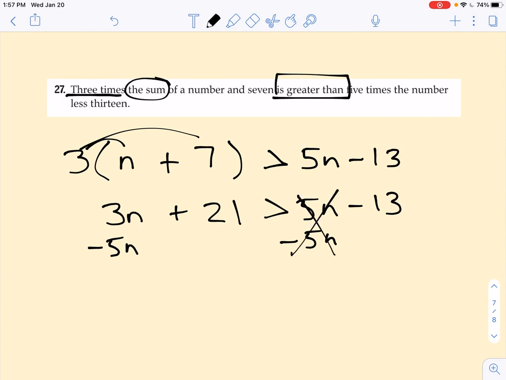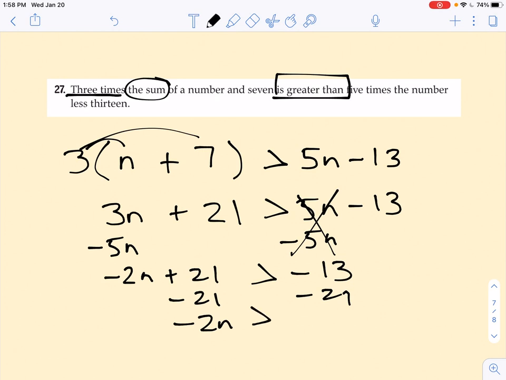So our 5n's go away over here. You have 3n minus 5n is negative 2n plus 21 is greater than or equal to negative 13. So let's subtract 21 from both sides. The reason we're doing that is because we want to get the term with the variable by itself, and that gives us negative 34, I believe, if I got this right.